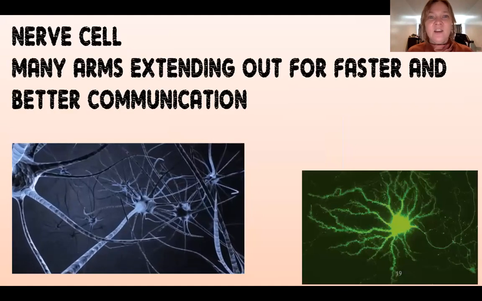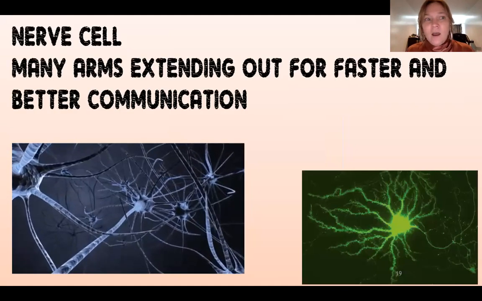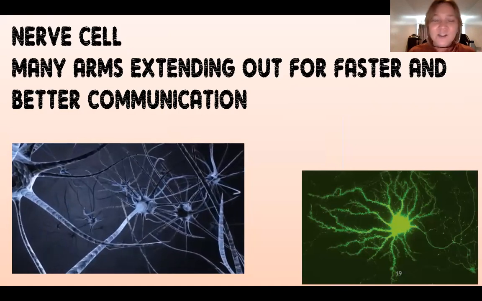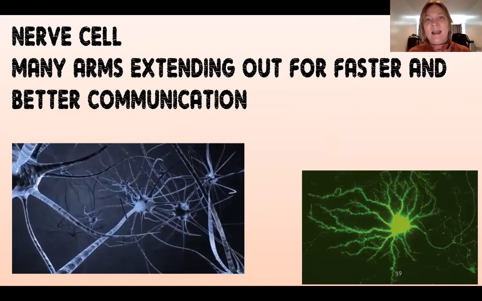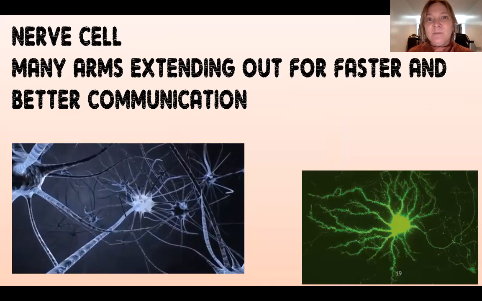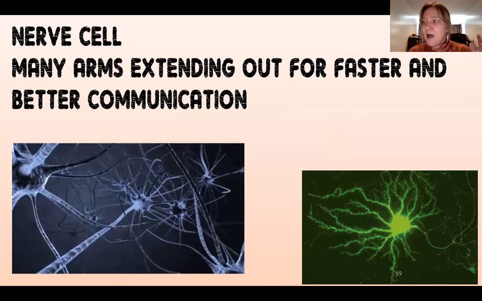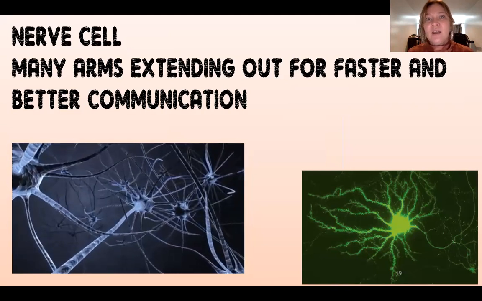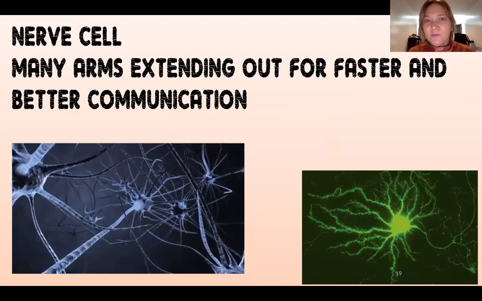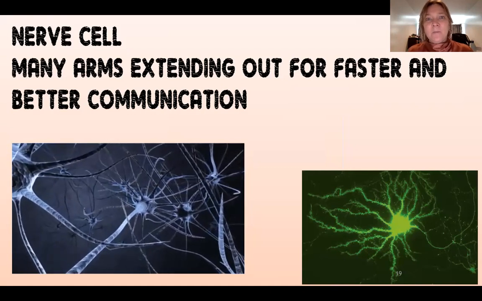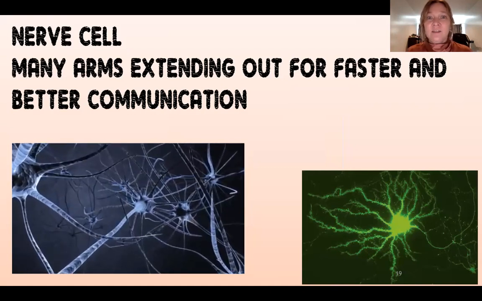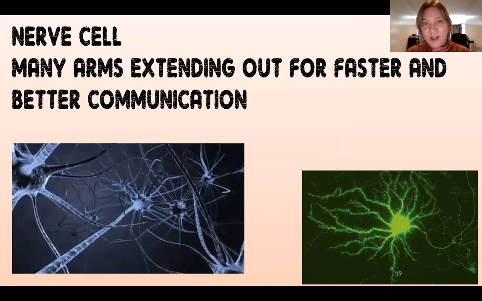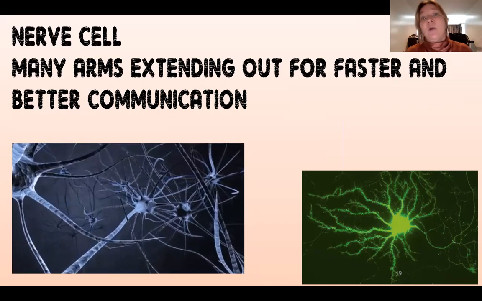And finally, here is a nerve cell. A nerve cell has many arms extending out for faster and better communication. So the analogy that I use is, imagine you live in a 30-story condo building. It has 30 floors. There's 4 condos on each floor. Now, let's say that there's only one internet line for the entire building, right? One line. So everybody has to share the speed. That's going to make it quite slow.